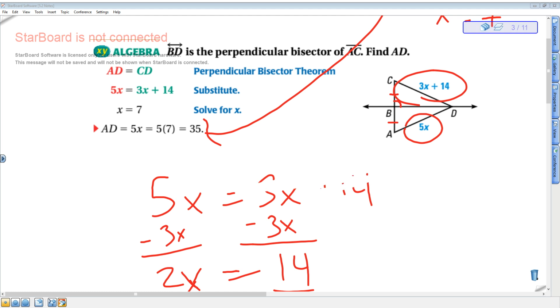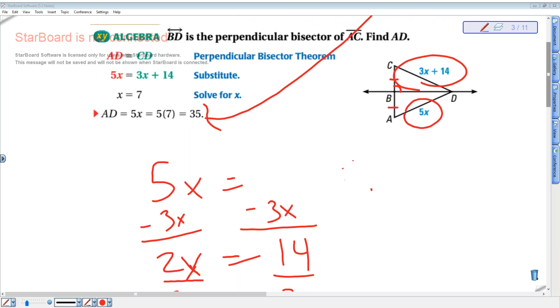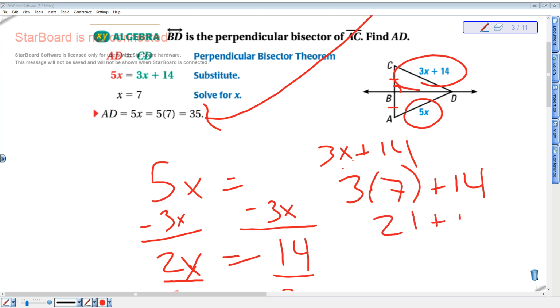So let me erase all this information here so I have a little room to work with. And of course, if you have any questions or if you didn't understand anything, you can always go back. So let's plug in, where is this? 3x plus 14, and we're going to plug in the 7. So 7 times 3 is 21, plus 14, and that equals 35.